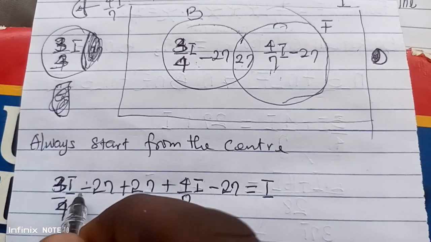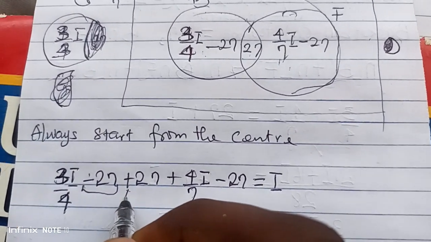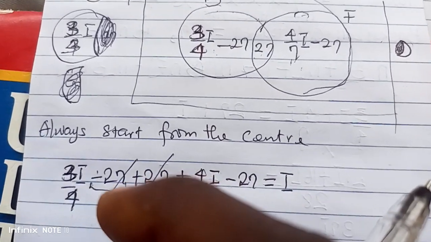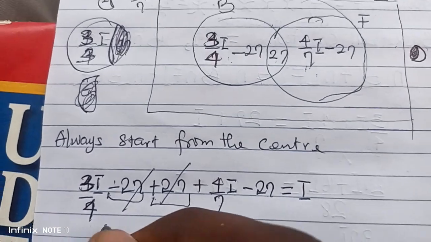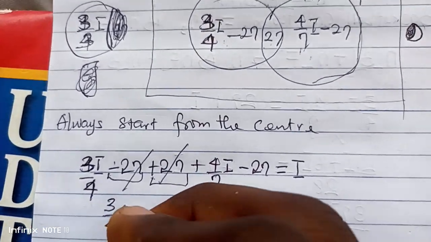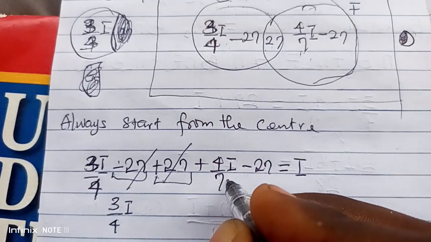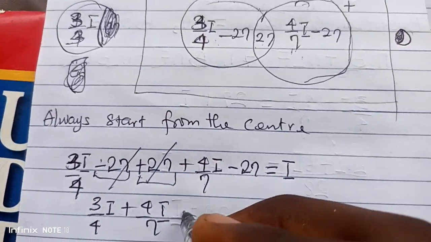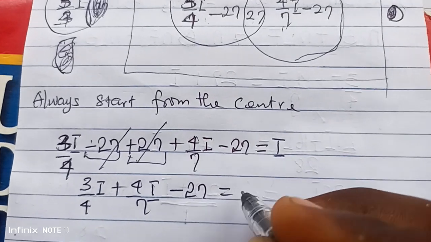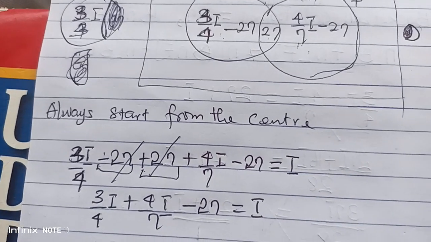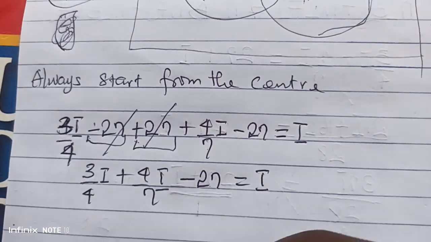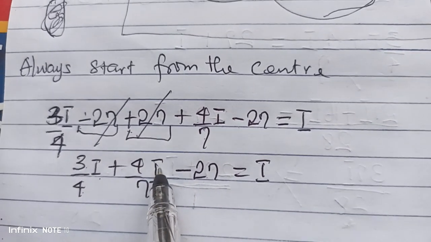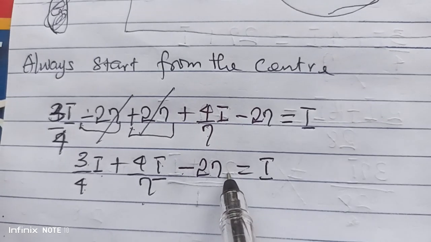So you can see that this one has minus and this one has plus. So we can easily cancel out this one from each other. Cleared? So what are we going to have remain? 3 over 4 I, and we have this plus 4 over 7 I minus 27 is equals to I. Is that clear now? So we have 3I over 4, 4I over 7 minus 27.